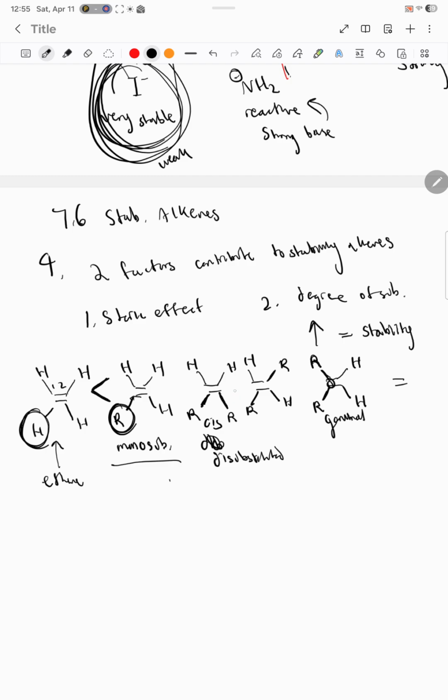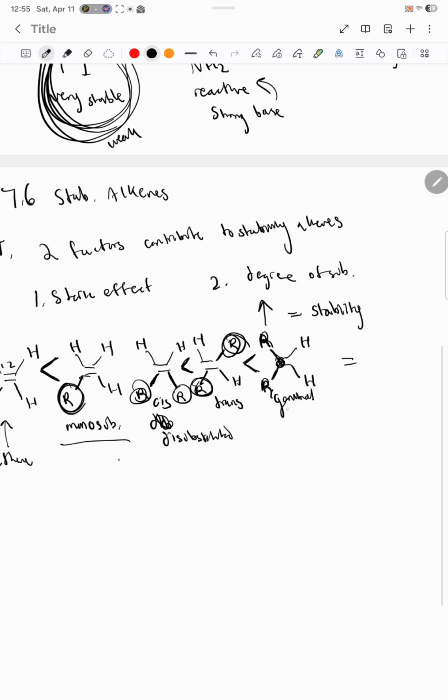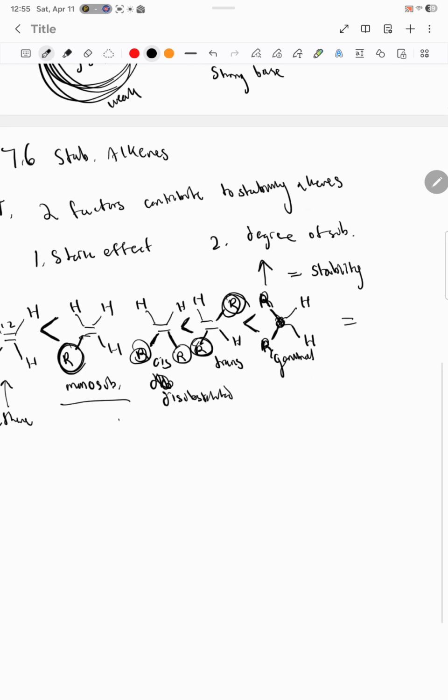So it turns out cis is less stable than trans. Trans, again, means opposite of one another diagonally. Cis just means on the same side, and trans is opposite. And geminal means that on the same carbon there are both R groups. So geminal is more stable than trans, which is more stable than cis, as noted by these arrows.